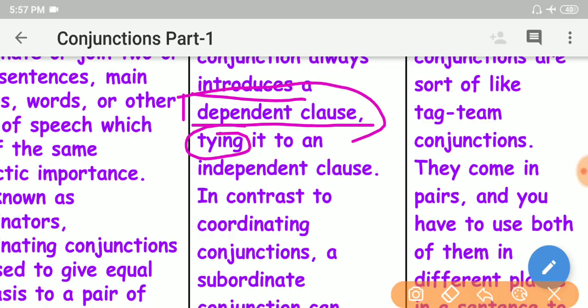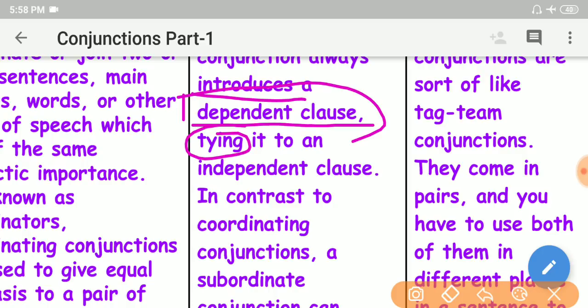A dependent clause means a clause which does not give meaning on its own. So I think you might have learnt about this in complex sentences. A complex sentence has one main clause and one dependent clause, a main clause and a subordinate clause.